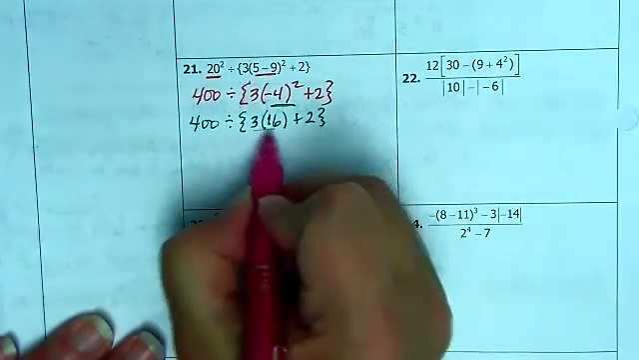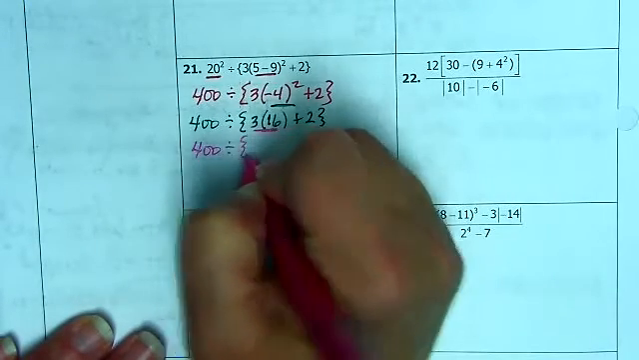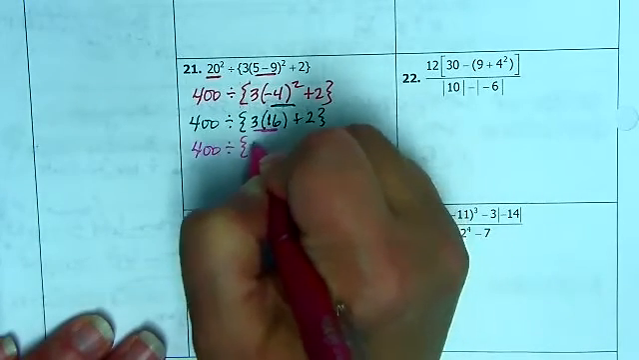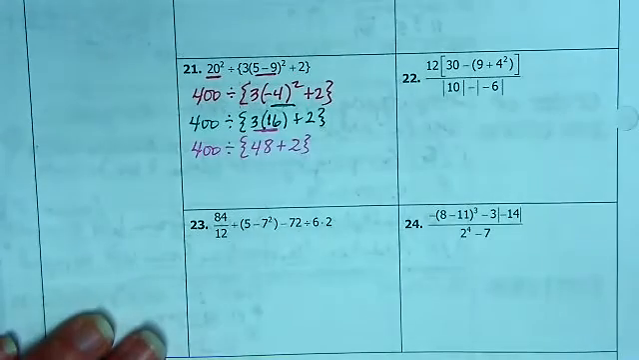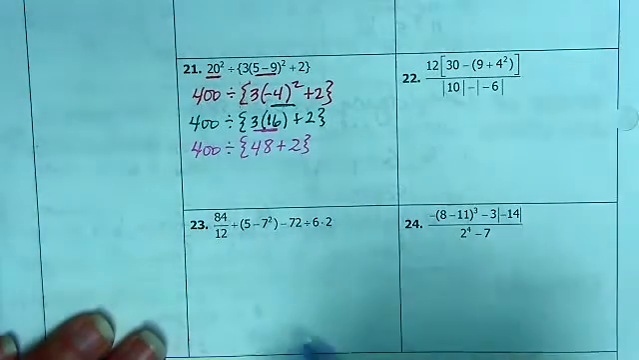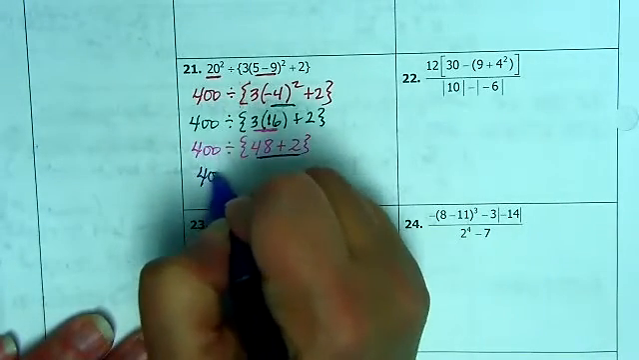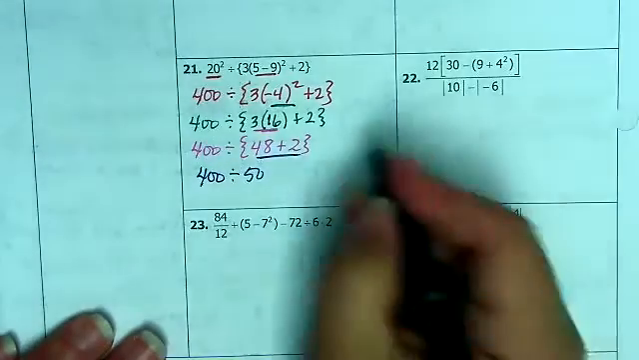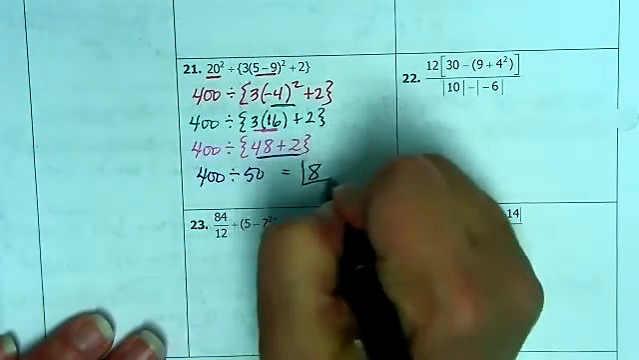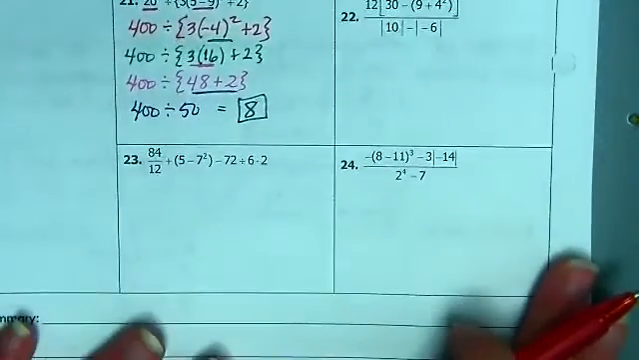Now inside here, I do this multiplication. So I now have 400 divided by, bracket, 3 times 16 is 48, plus 2, bracket. Now I'm doing inside the brackets, 48 plus 2. So now I have 400 divided by 50, which gives me an answer of 8. And now our last one, 24.